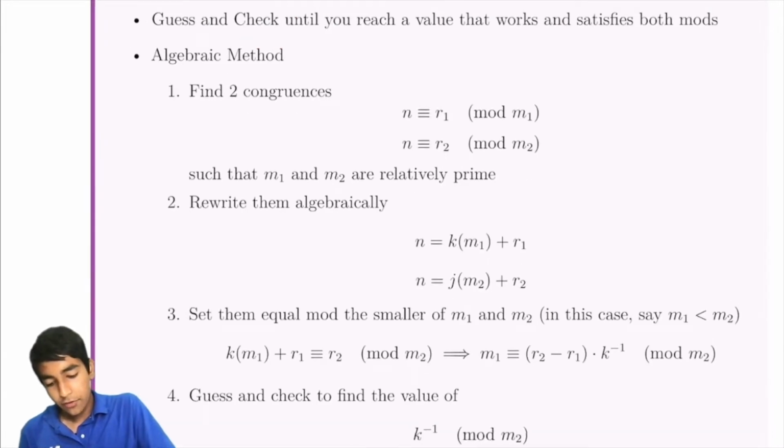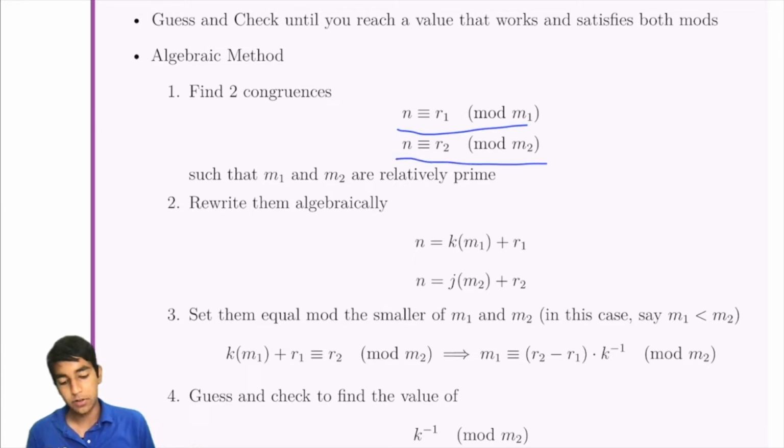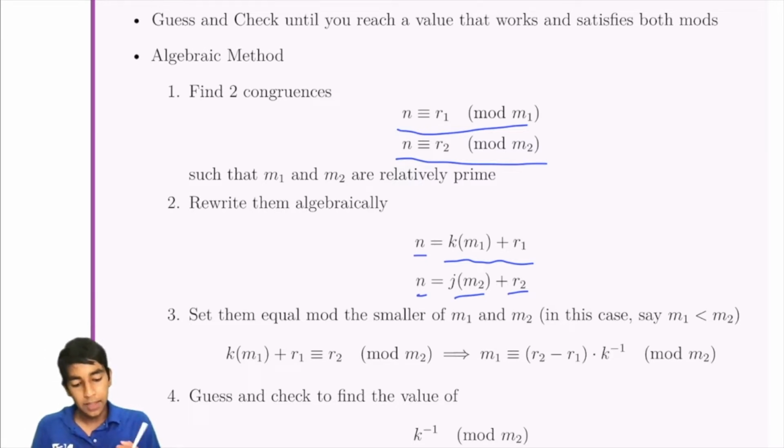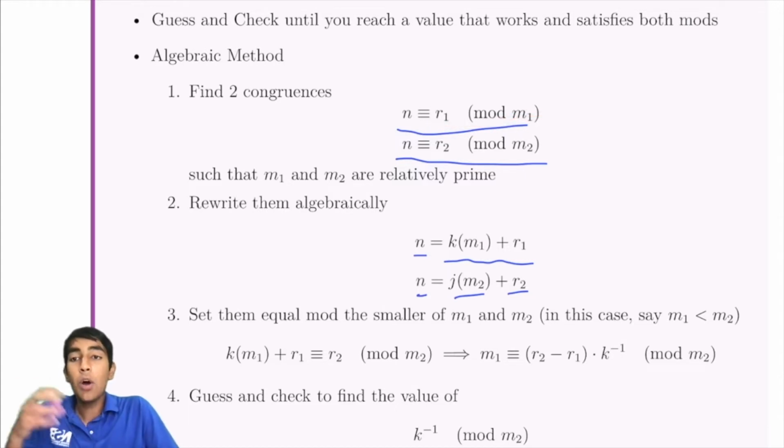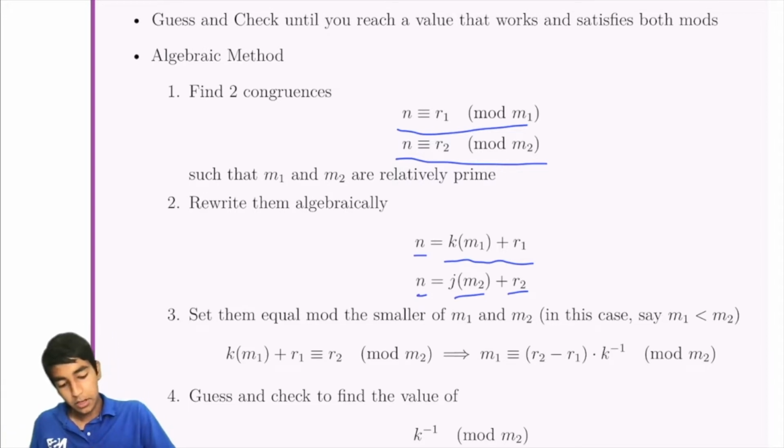So the trick is you find two congruences. n is r1 mod m1, r2 mod m2. So what you want to do is rewrite them algebraically. So we write n equals k times m1 plus r1, and n equals j times m2 plus r2. Basically, we're rewriting the mod condition algebraically. And the reason this is true is because if a number is r1 mod m1, then it's just many multiples of m1 plus r1. Similarly, we have here.